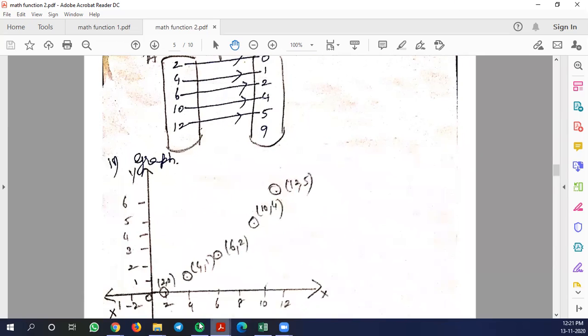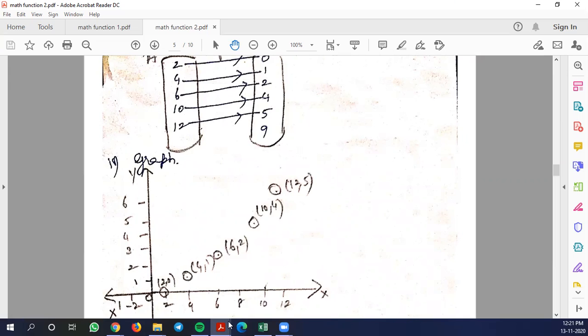Then the graphical representation. For that, just like our graph sheet, how we drew, no? In the same way, here the set A to be taken on the x-axis and the set B to be taken on the y-axis. So here 2 comma 0. 2 comma 0 is on the x-axis.